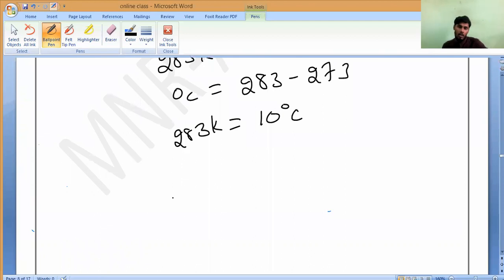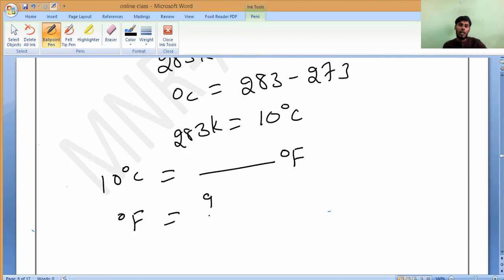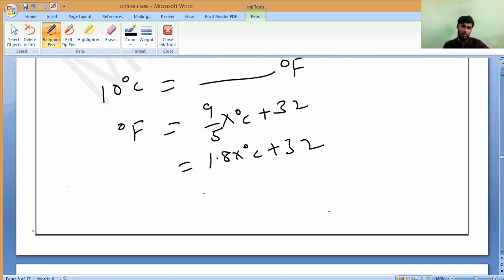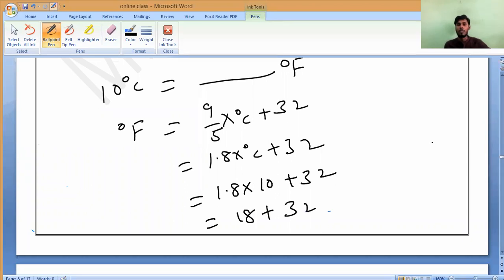Yes, sir. Now 10 degrees Celsius to dash degree Fahrenheit. Tell me, what is the formula? 9 by 5 into degree Celsius plus 32, or you can take 1.8 also. 1.8 into degree Celsius plus 32. Understanding? So now 1.8 into C means 1.8 into 10, plus 32. 1.8 into 10, how much? 18 plus 32.